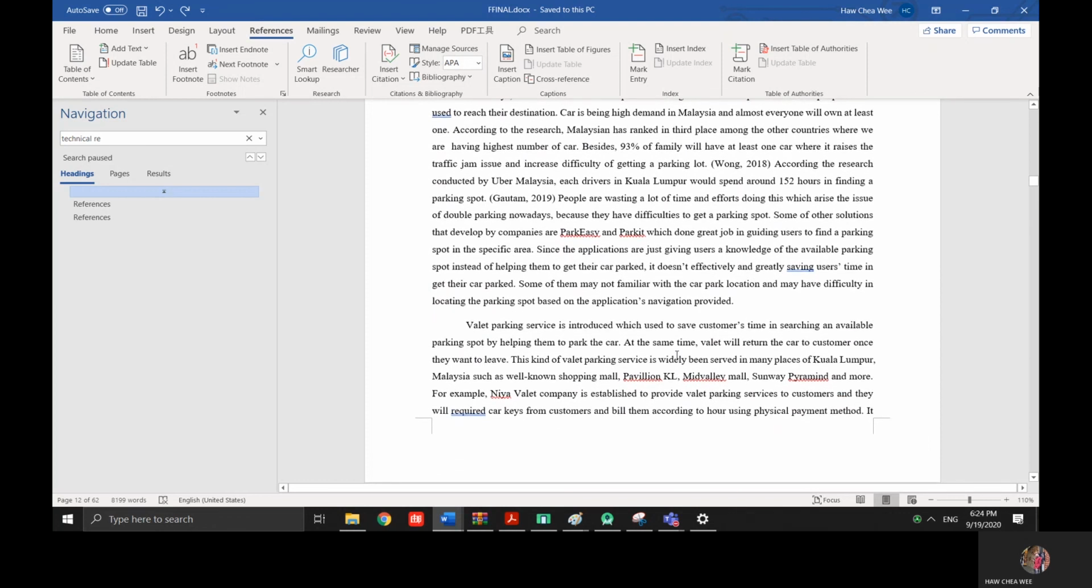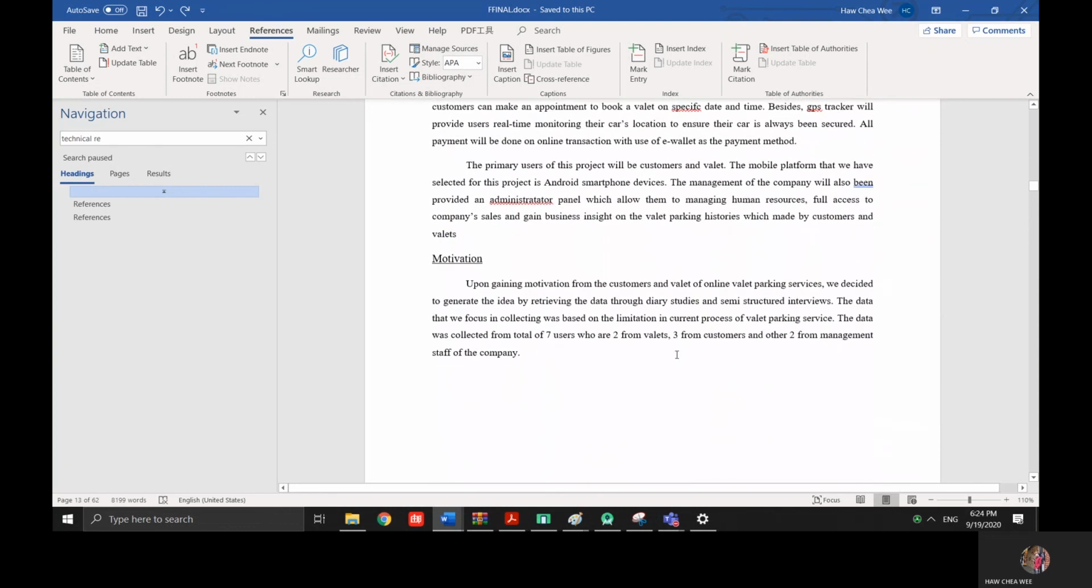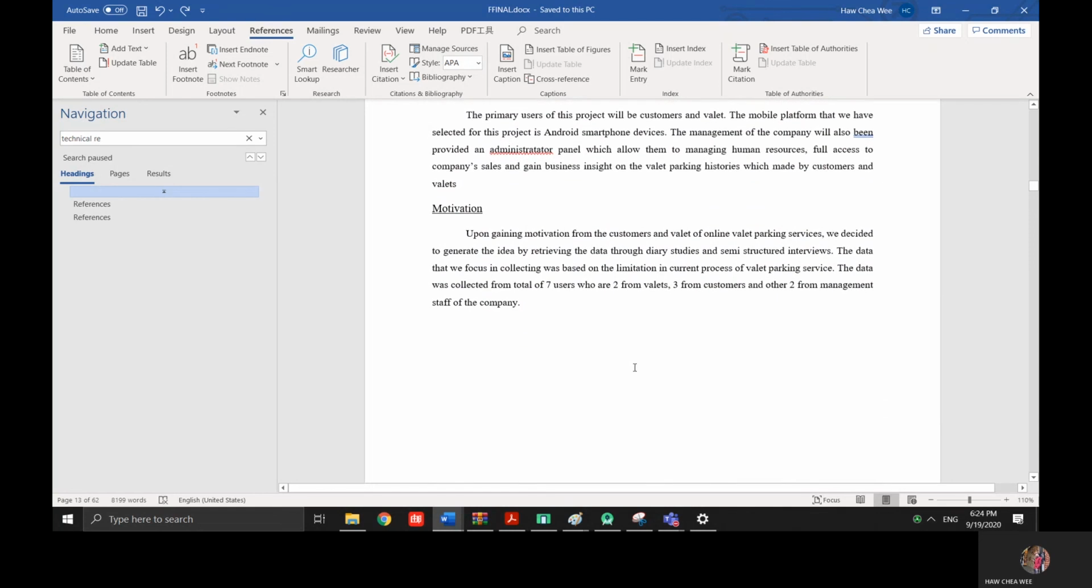So we will continue to the motivation. To gain the motivation from the customer and valet of the online valet parking service, we decided to generate the idea by retrieving the data through the diary study and also the semi-structured interview. And the data collected were based on the limitation in the current process of the valet parking service.